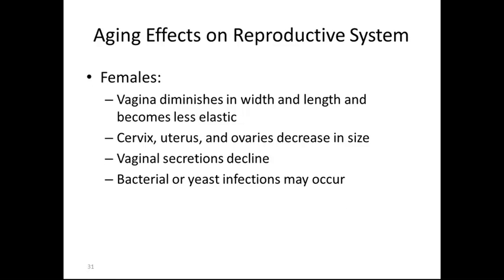Aging effects on the reproductive system. In females, the vagina diminishes in width and length and becomes less elastic. The cervix, uterus, and ovaries decrease in size, and vaginal secretions decline. Many times women have complaints of vaginal dryness, for which estrogen creams may be prescribed. Bacterial and yeast infections also may occur.